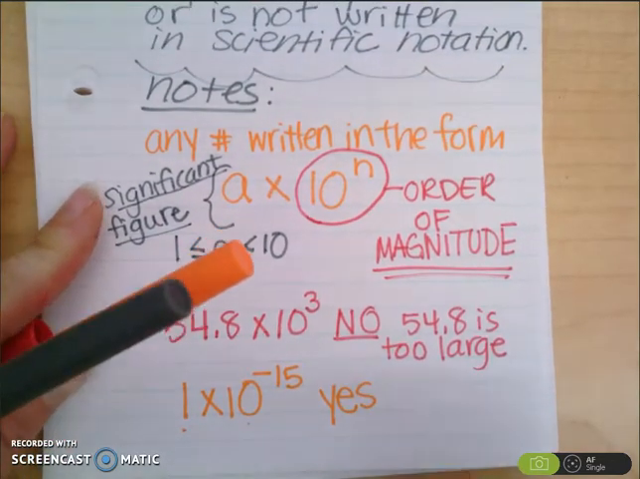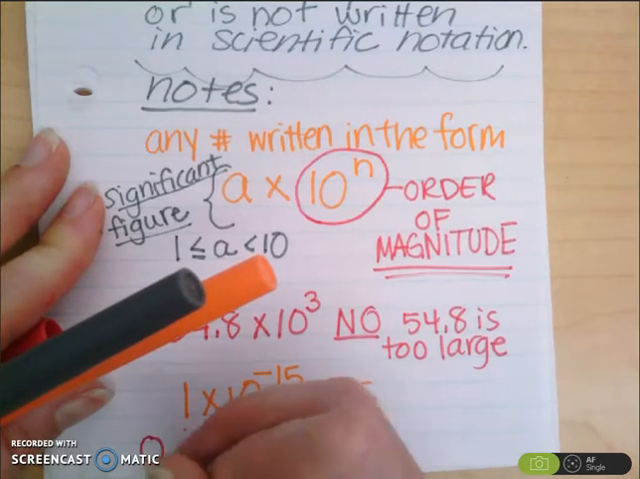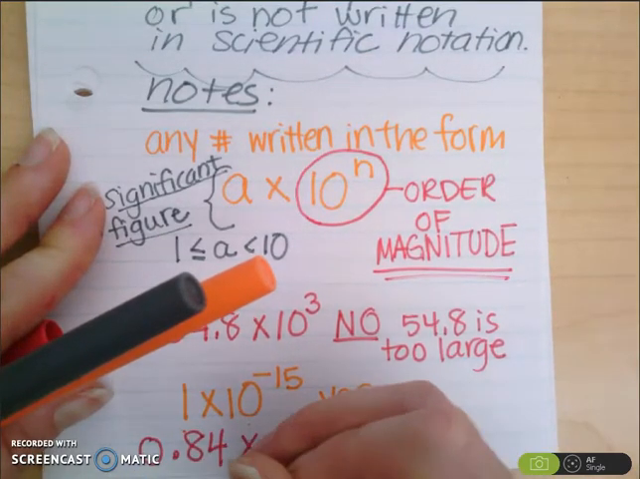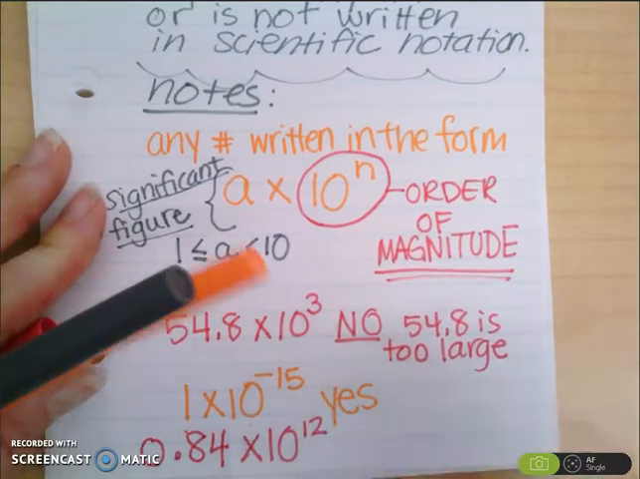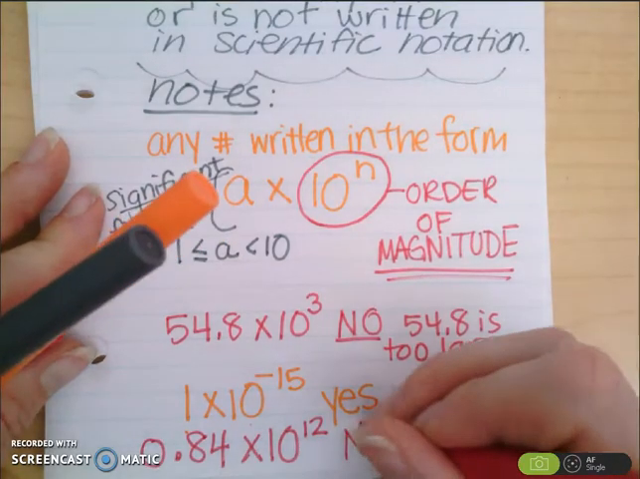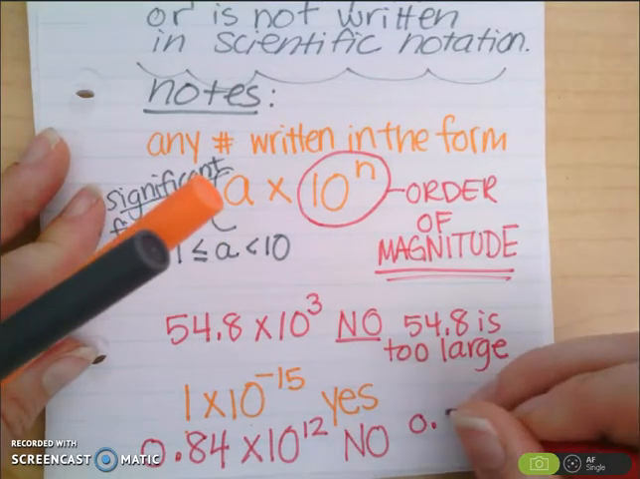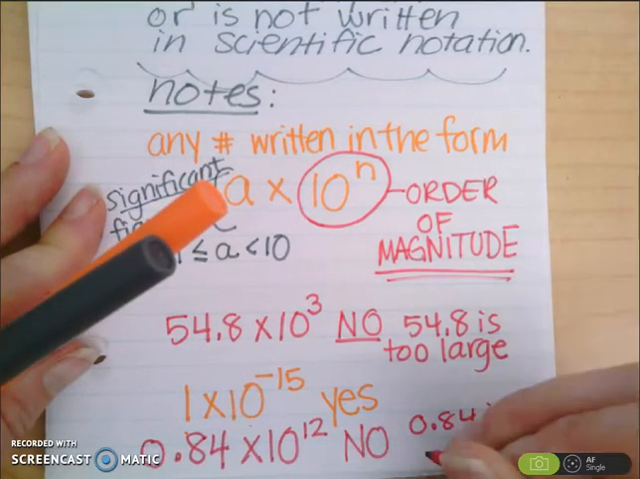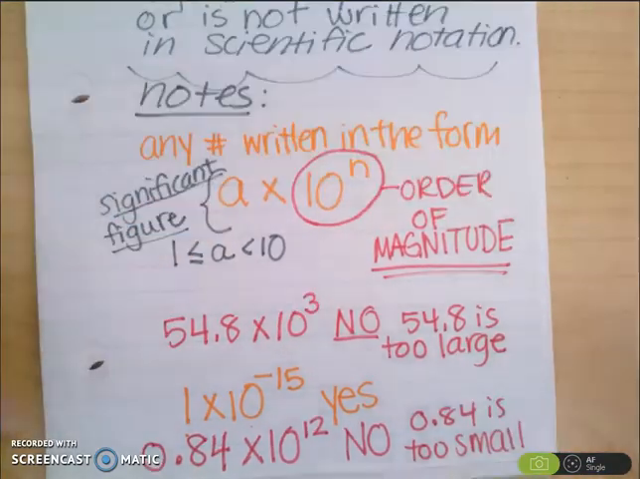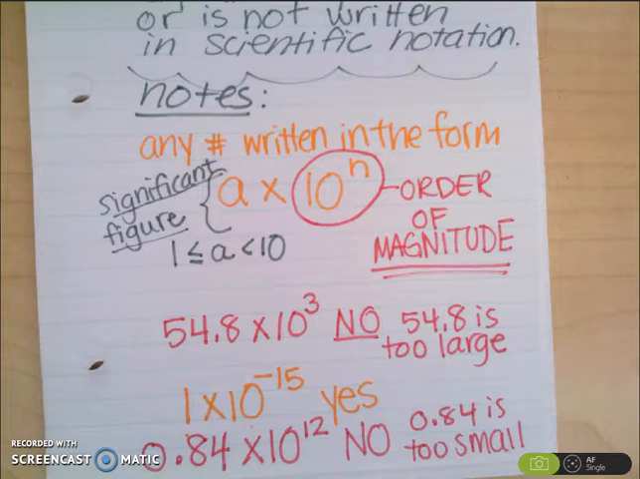Let's look at another example. How about 0.84 times 10 to the 12th? Is this number written in scientific notation? No. The significant figure is too small. Remember, the significant figure needs to be equal to or greater than 1 and less than 10.